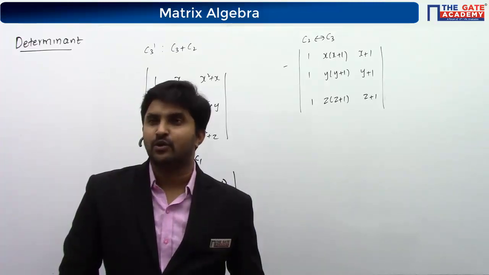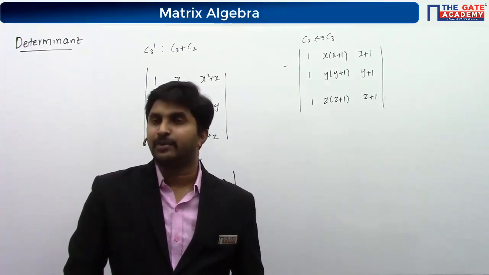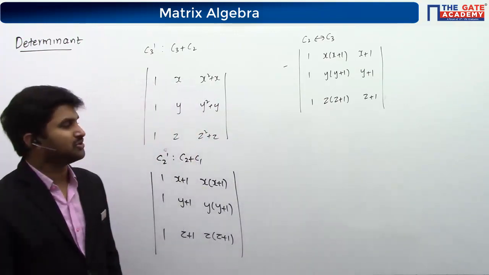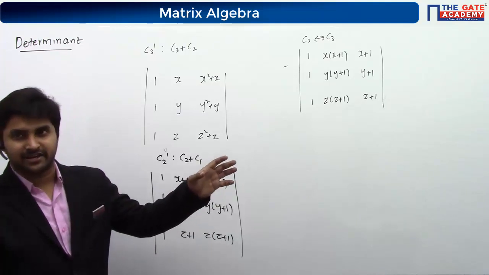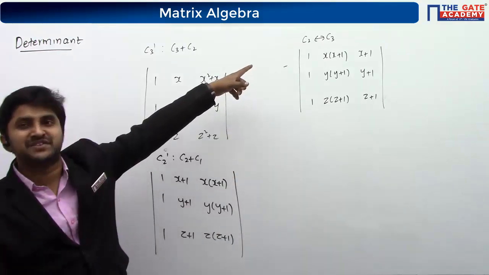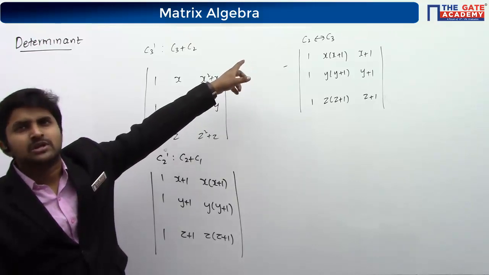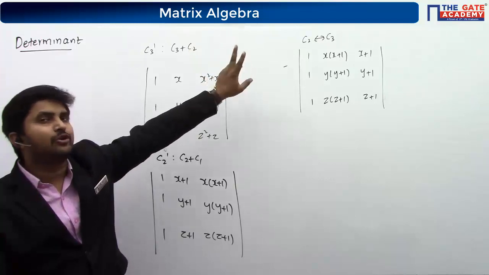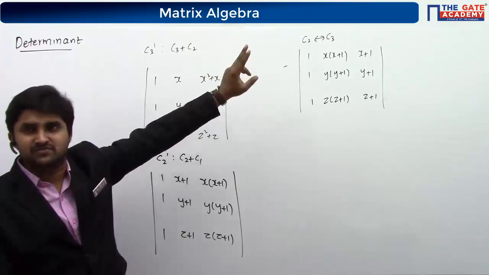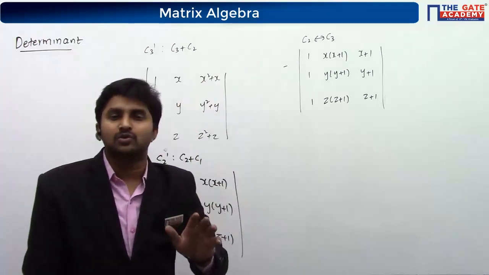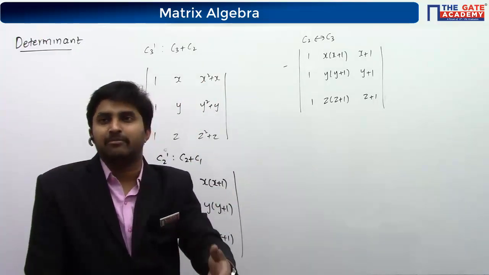I'm sure that the video quality is fine. Please note the problem. There is a question of why option A is correct. It is because you have to do this particular operation. I told you that whenever you apply column operations, whenever we interchange the columns, the determinant is going to be multiplied by minus 1.